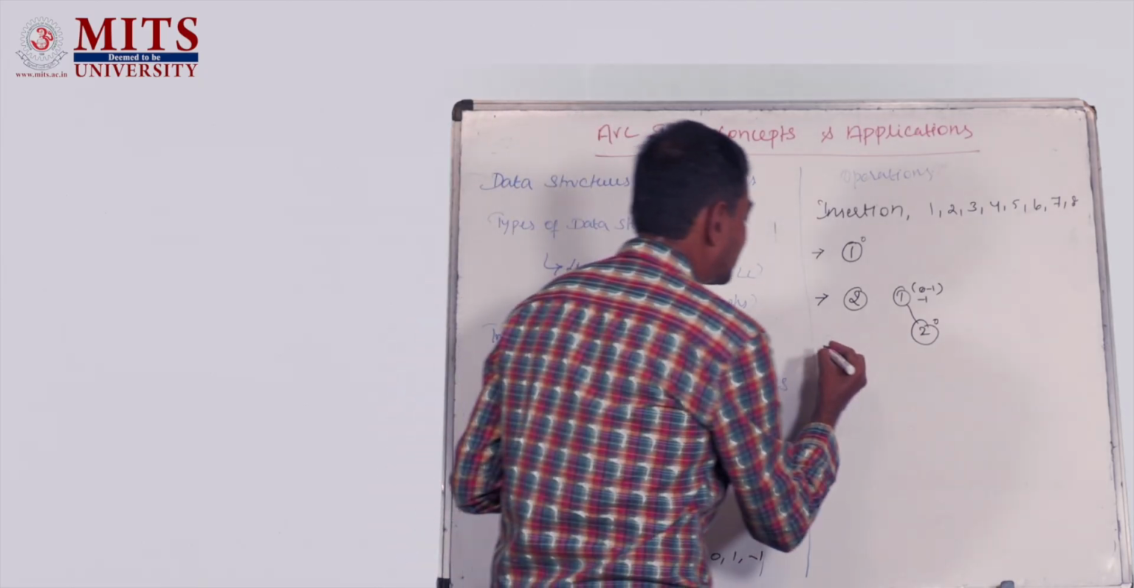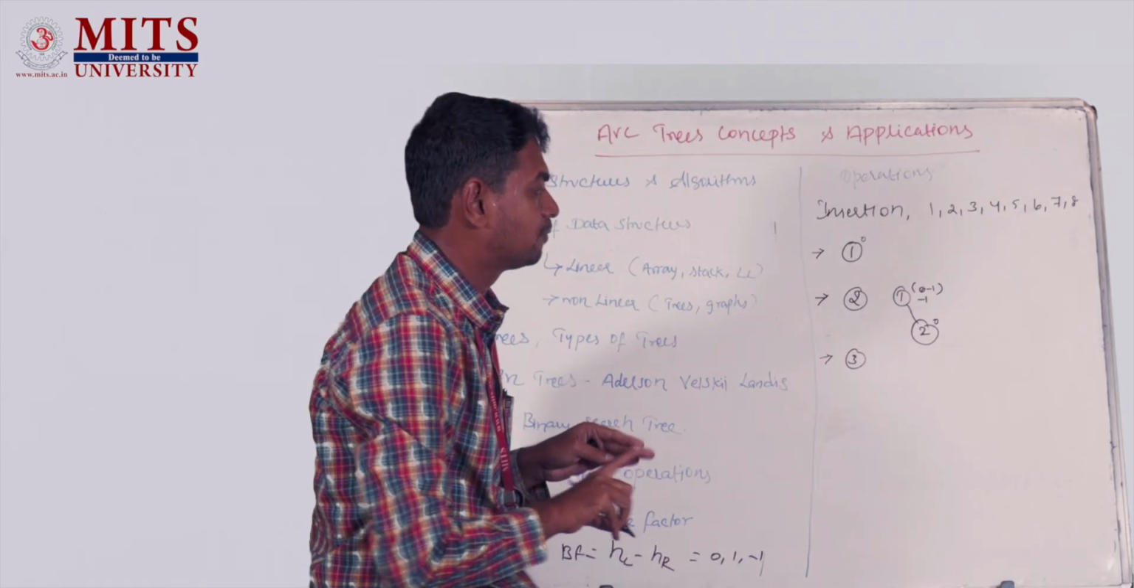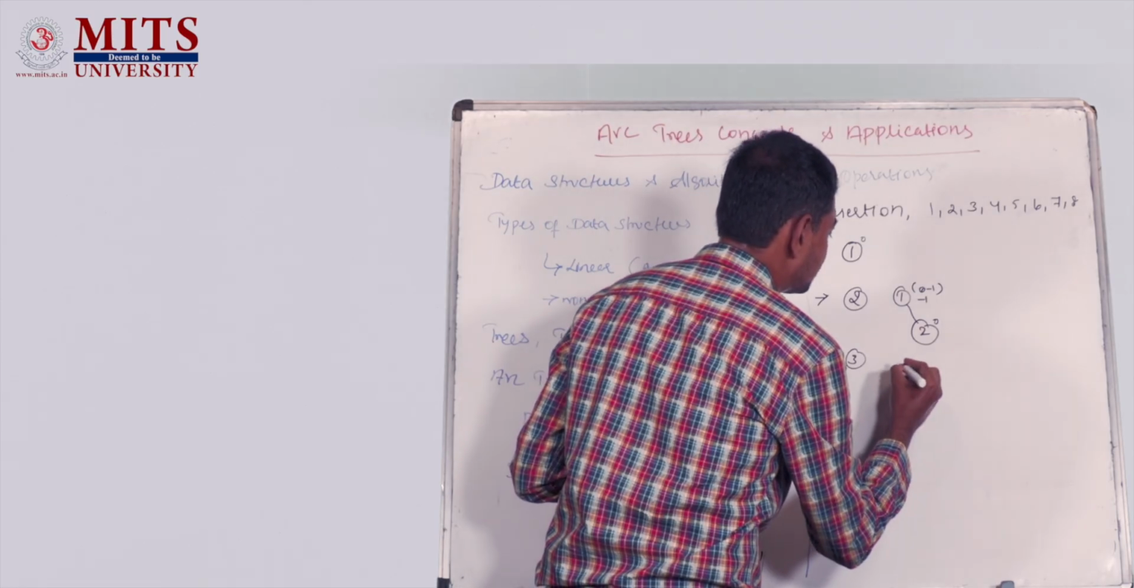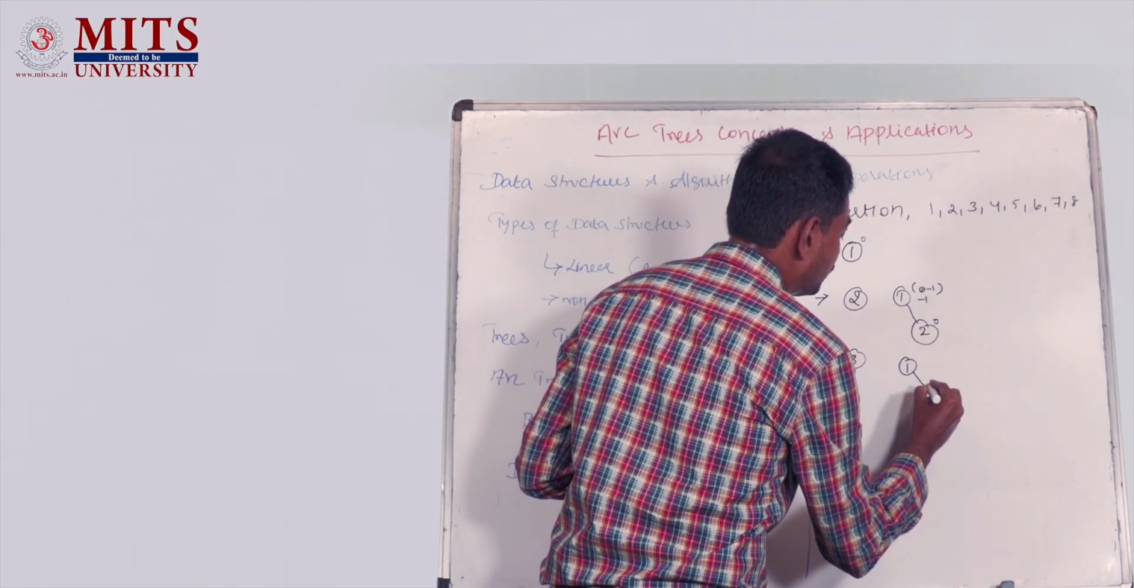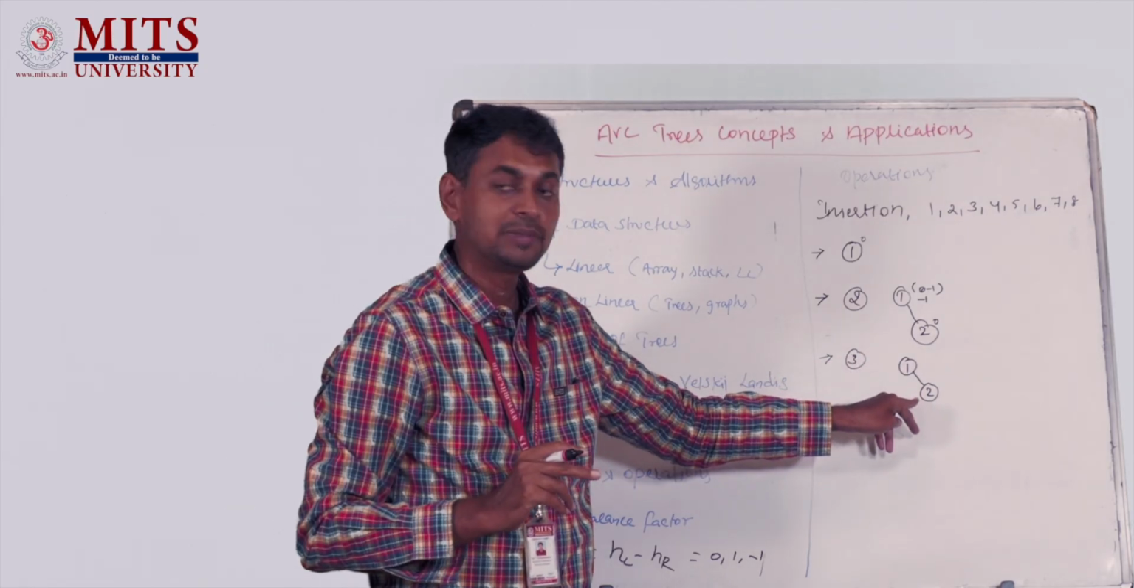Now I am trying to insert the next element. The next element to insert is 3. How am I inserting? 1, and 2 is already here. 3 is greater than 1, so I am coming to the right hand side.